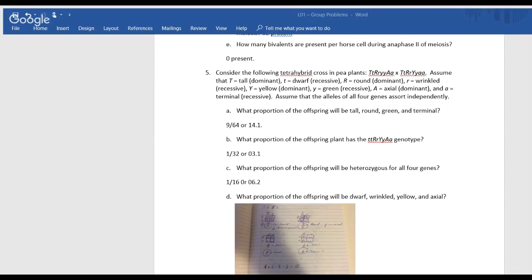This is heterozygous. So now we're adding up all the heterozygous for all 4 traits, and we're going to get 1/16 or 0.2. A proportion will be dwarf wrinkled, so now we're looking for all recessive traits of the phenotype. We add them together, and we're going to get, here, let me pull it up. It's actually 0.2. You can't see it on here because it's down here, but that's the solution.